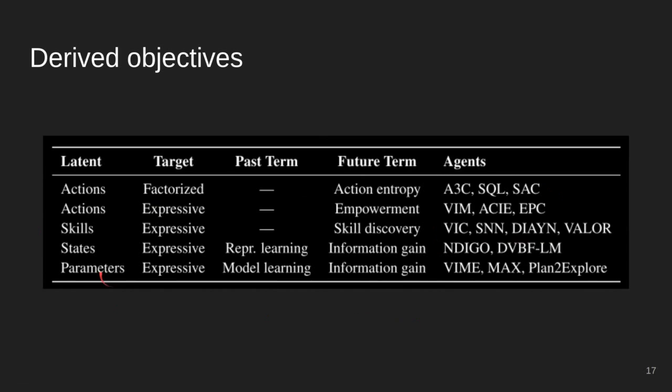The main parts of the framework include the latent variables, what is the latent, what is the target, and, as you saw in the previous slides, the decomposition into the past term and the future term. They derive these objectives within their framework, and then mention what the future term, for example, means in these agents. For example, here it doesn't have a past term. So they characterize the objectives of these agents within the framework that they developed.